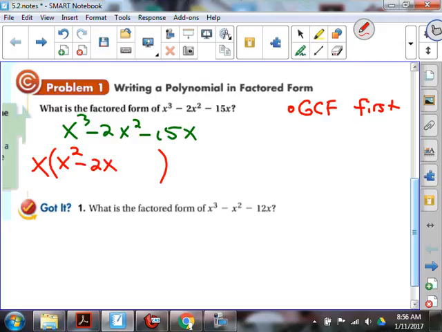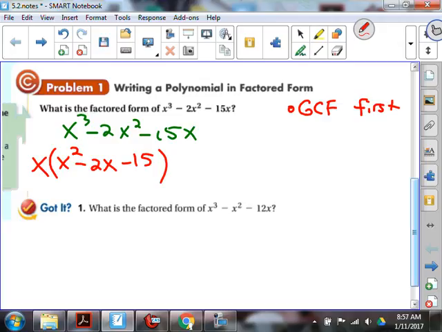minus 2x minus 15. So you might think to yourself, and Kyle Borelli, I'm going to give a shout out to him. Kyle Borelli always gets a kick out of it when I say self. But self, can I factor that any further? Can I factor that quadratic trinomial any further?